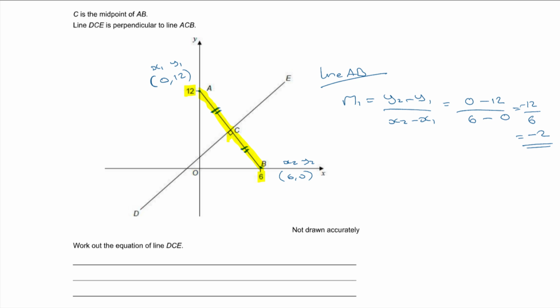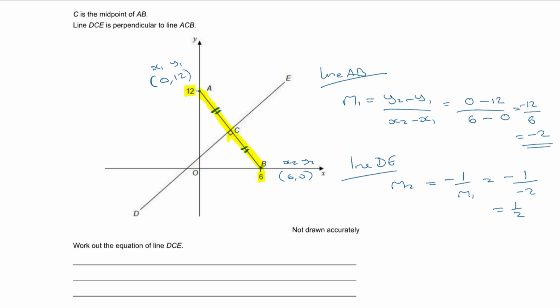So what is the gradient of my line DE then? So switching to line DE, M2 is going to be the negative reciprocal of M1, isn't it? Which is going to be minus 1 over negative 2, which is the same thing as a half, positive half. Okay, that looks about right, because it's a positive gradient. DE is sloping upwards. It's not sloping up super steeply, even though it's not drawn accurately. Kind of fits with my diagram, doesn't it? So M2 is equal to a half.